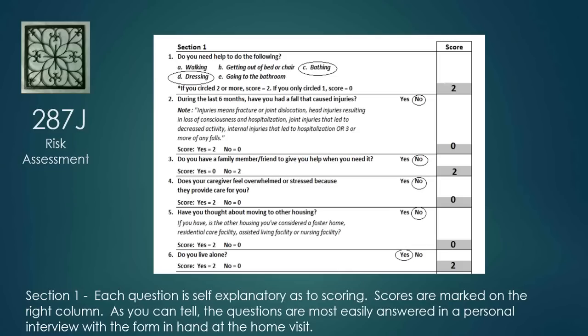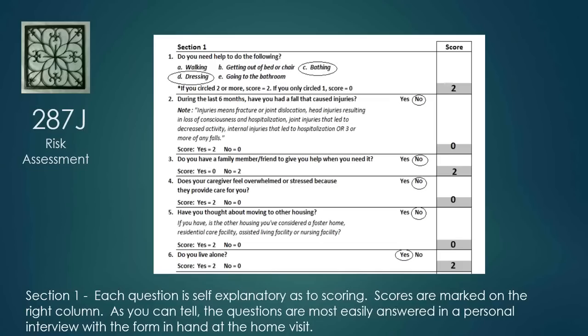You'll want to be right there with the client, asking them if they've had number 2, for example, if they had a fall in the last 6 months, and then it gives you a little bit of idea what kind of injuries we're looking for or asking about. Or number 3, do they have a family member or friend that can give them help when they need it?